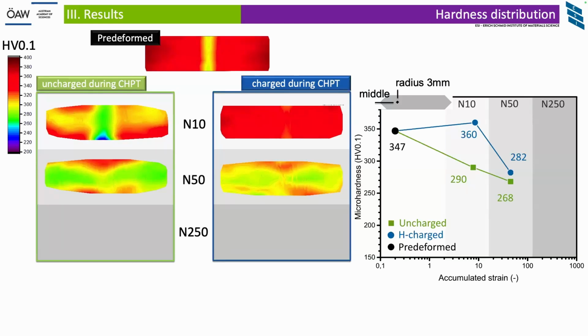For higher cycling numbers, so higher strains, more dislocations are introduced into the sample. We see now also cyclic softening. We see the formation of a shear band, but compared to the uncharged case, we do see that it remains at a higher hardness, and also the shear band itself is more confined. So here it's extended nearly over the entire HPT disk, and for the hydrogen charged case, it's way smaller.